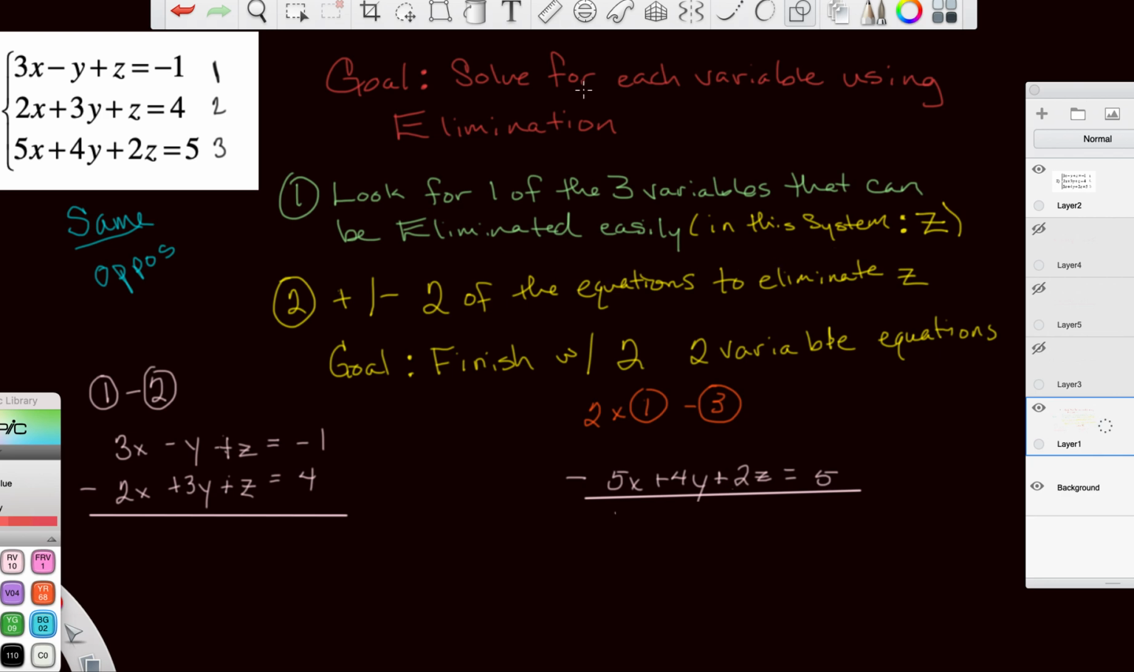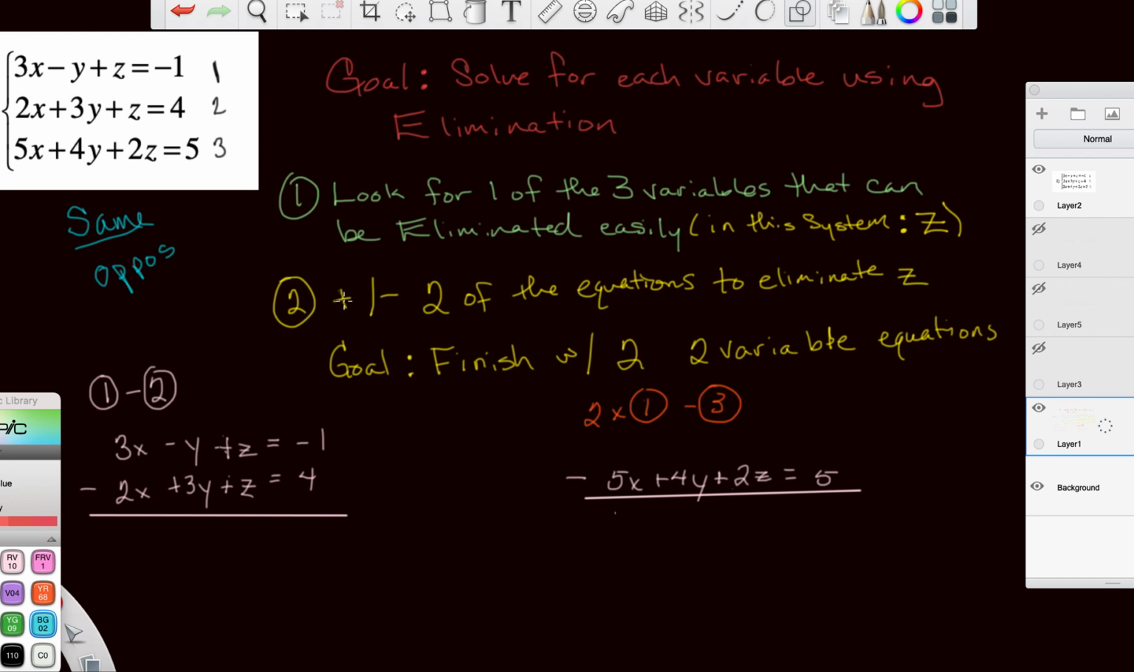My suggestion is get out a piece of paper and write all this down. I know it's a lot of writing, and you can pause the video and catch up, but write all this down so that you get used to understanding there's a goal, and you have a step 1. Look for the variable that you want to eliminate, and in this particular case, this seems easiest. And label your equations 1, 2, and 3 if you want to do it that way.